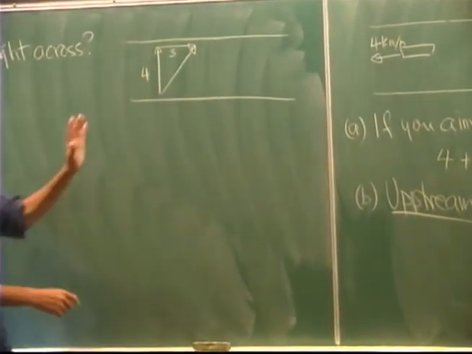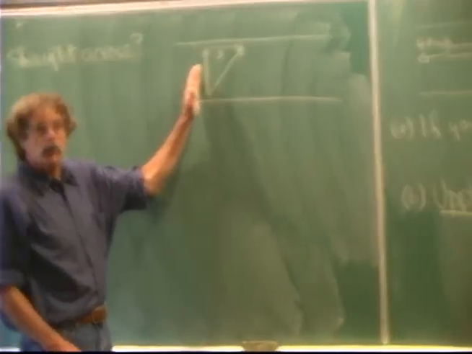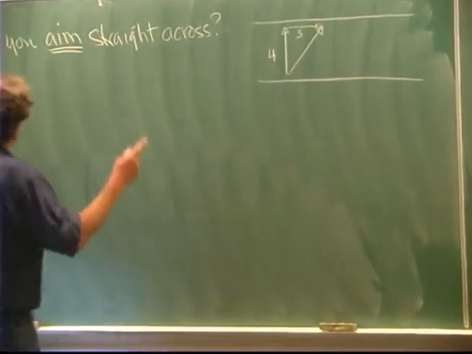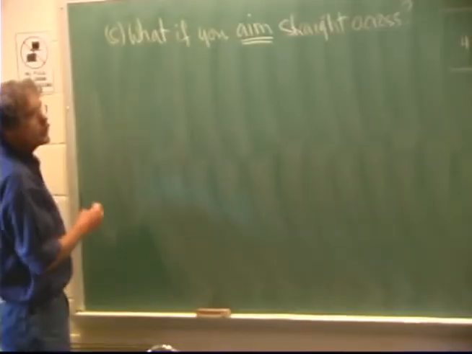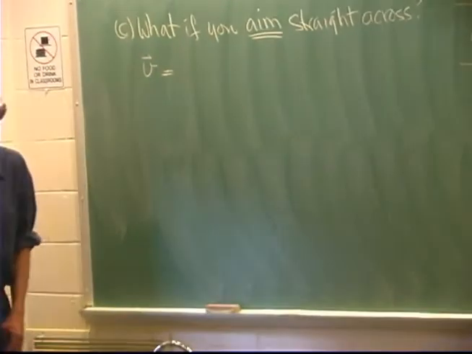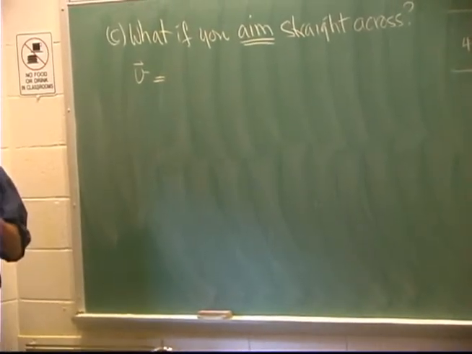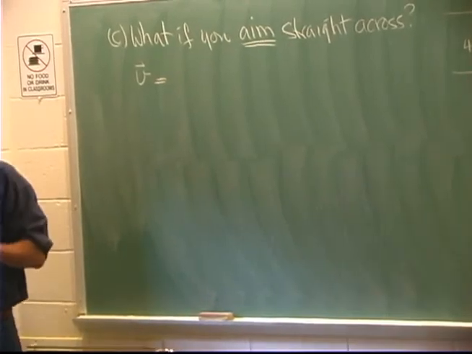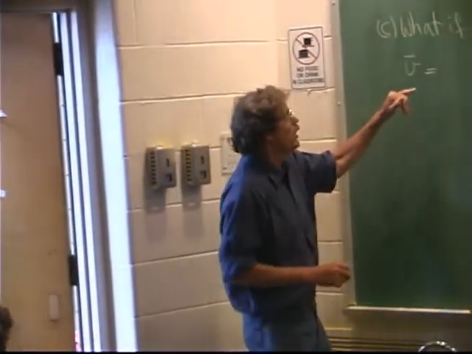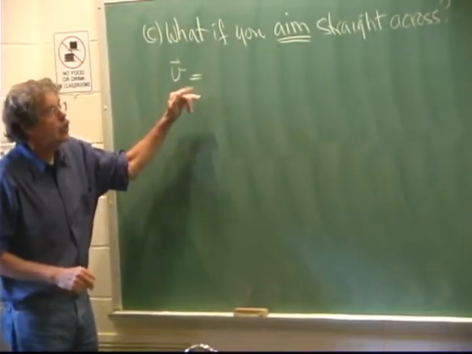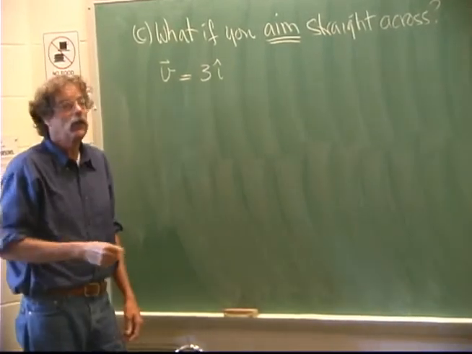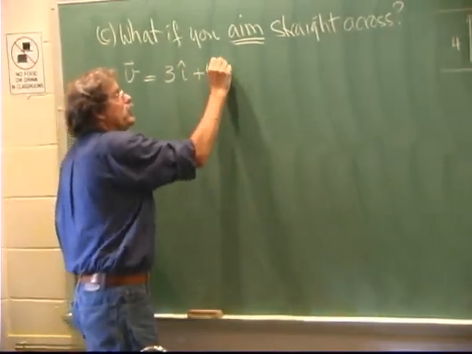What would you say? At 4 kilometers per hour across, 3 kilometers per hour downstream, in that same language, what is your net velocity? Net speed is 5. You're ahead of the game. Net velocity, because I'm trying, having been educated by these two, to be very formal about velocity first. Velocity is 3 in the i hat direction plus 4 in the j hat direction.